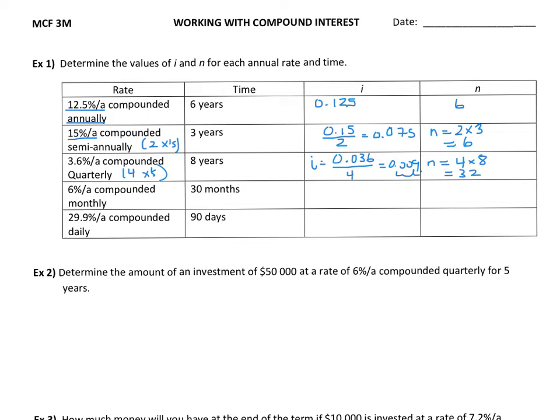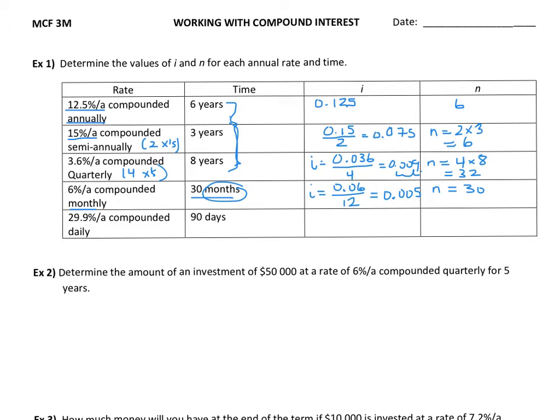Now the next one is compounded monthly, so that's 12 times each year. So our I value would be the annual rate, 0.06, and we're going to divide that into 12 equal pieces, and that gives us 0.005 there. Our N, we want the total number of times it's going to compound. So it's compounding every month for 30 months. So N is just equal to 30. So notice the time frame here was in months versus the other ones which were in years. So you just have to think about that logically. How many times will it compound in total?